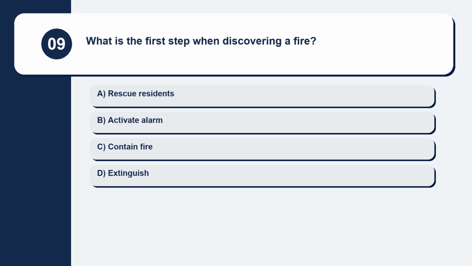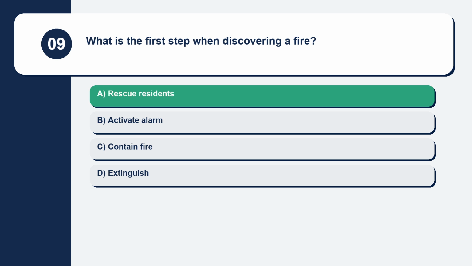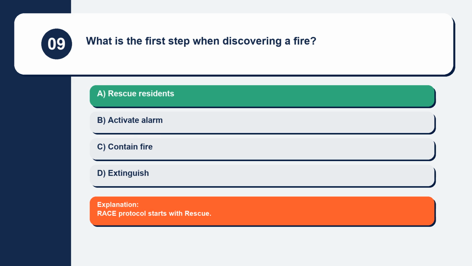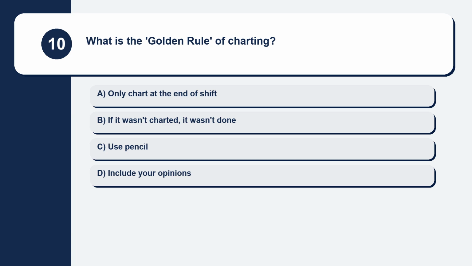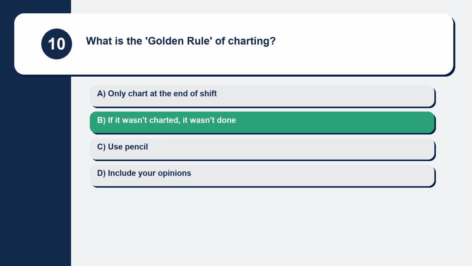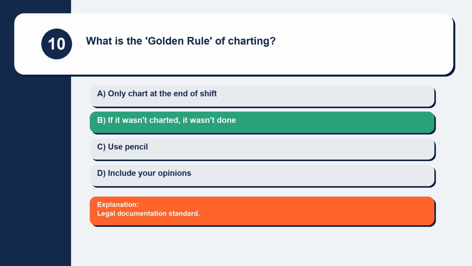Question 9. What is the first step when discovering a fire? Rescue residents, activate alarm, contain fire, extinguish. RACE protocol starts with rescue. Question 10. What is the golden rule of charting? Only chart at the end of shift. If it wasn't charted, it wasn't done. Use pencil. Include your opinions. Legal documentation standard.